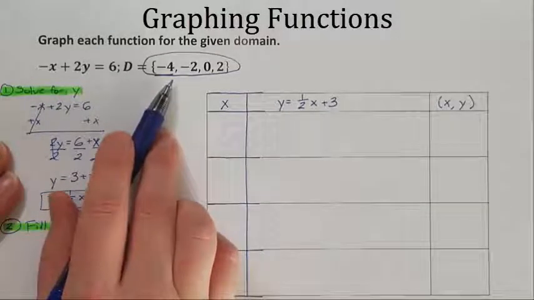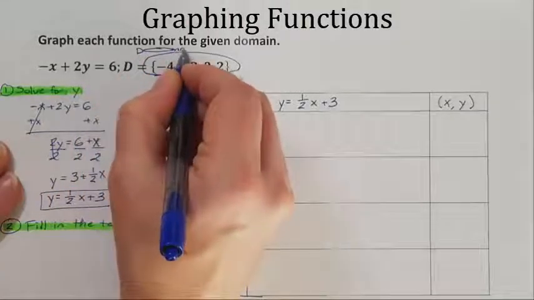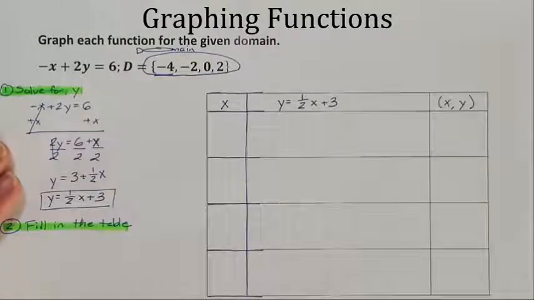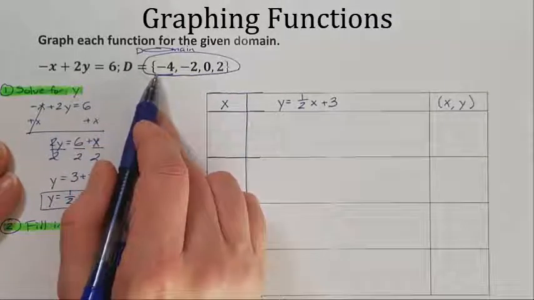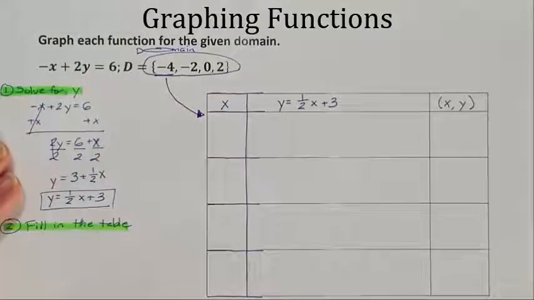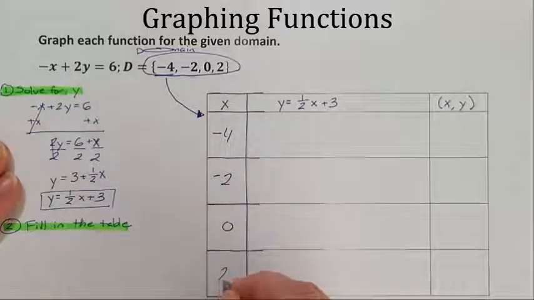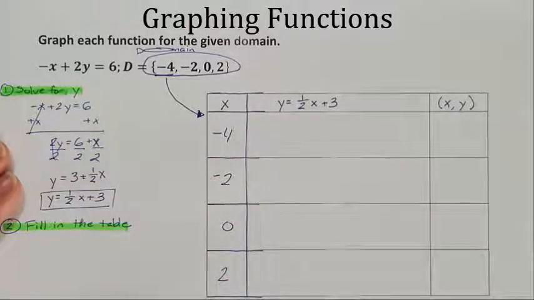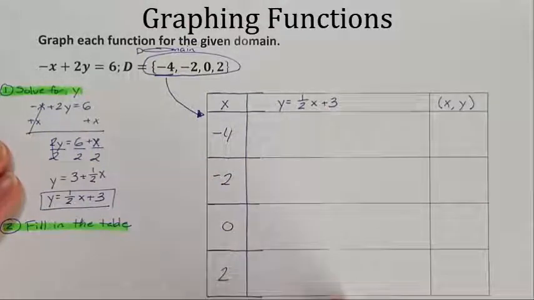So we have a domain. If you remember, we wrote domain to look like this. And we wrote domain because domain always helped us with the numbers on our x-axis, so we know which x values we're supposed to use. So these are the x values that they want us to use in our table. So -4, -2, 0, and 2 are the x values they are telling us to use. Now we have to use each of these x values, and we need to solve for y.